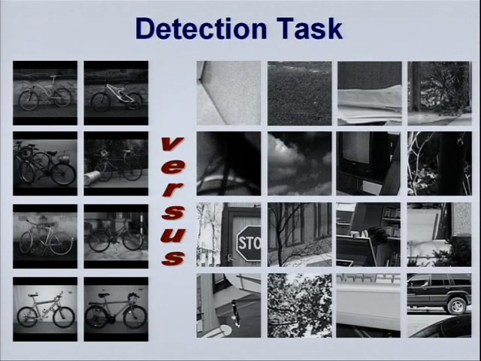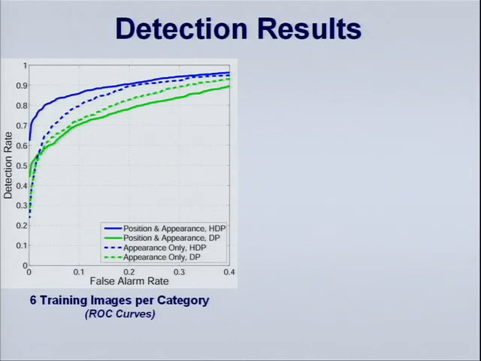So to get a more quantitative analysis, we looked at 2 tasks. In the first detection task, I give you a test image, and you have to tell me, is it the object category or is it just background? I have this data set of natural scenes background images, and you have to decide which one of these 2 it is. And so here are ROC curves for that detection task.